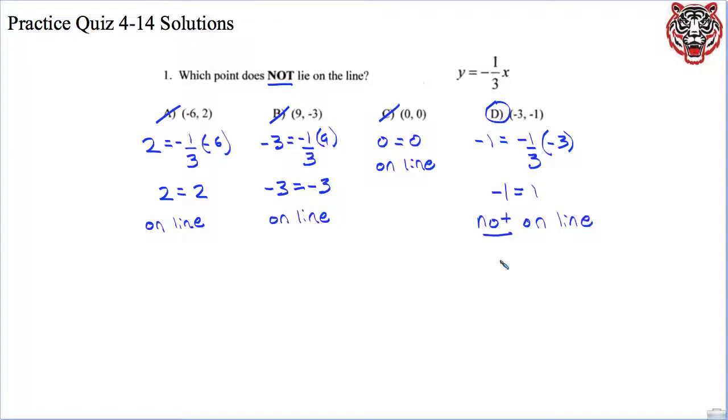1 equals -1. These are different numbers, so this is not on the line. All right, ask me questions about number 1, otherwise we're moving to number 2. Raise your hand if you want more time to write down notes.